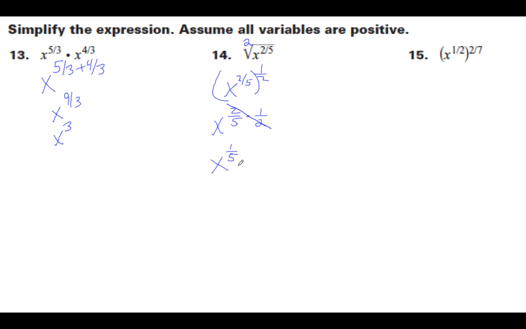Now you can leave it written like this, or you could change it and write it like this if you want, but this is perfectly okay. All right, so we're going to do x to the 1/2 times 2/7. Again, I'm going to cancel rather than multiply the tops and multiply the bottoms. Now I'm going to go x to the 1/7 power.